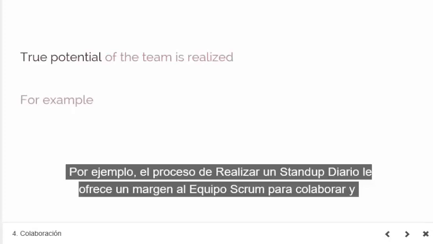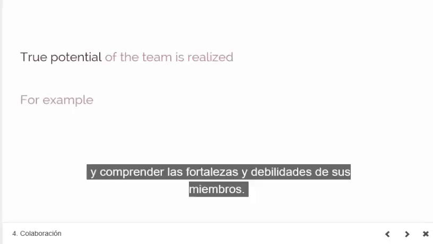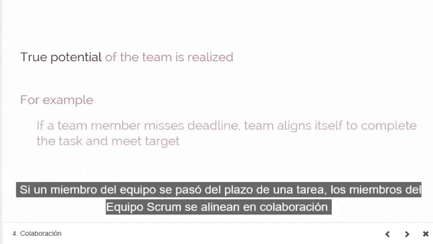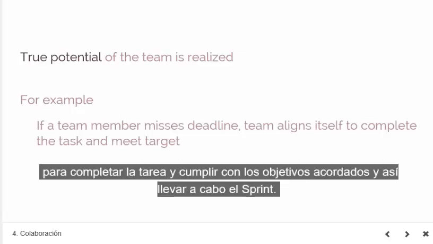For example, conducting the daily standup process provides scope for the Scrum team to collaborate and understand the strengths and weaknesses of its members. If a team member has missed a task deadline, the Scrum team members align themselves collaboratively to complete the task and meet the targets agreed to for completing the sprint.